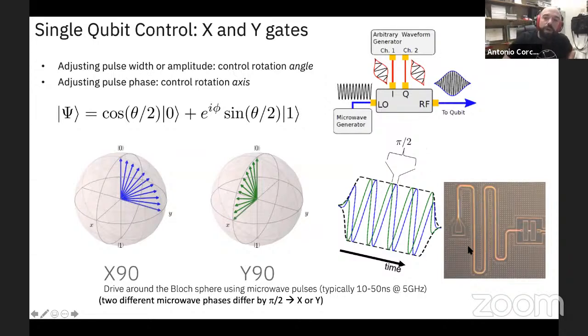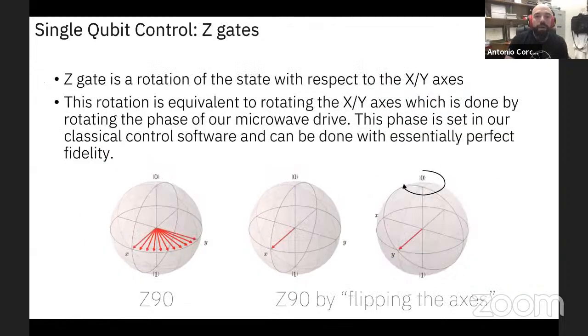And we apply these gates to, in this case, a resonator that can also be used to read out the qubit, or we can apply them to a dedicated port that only drives the qubit. So this is what we do for single qubit gates, the X and Y.